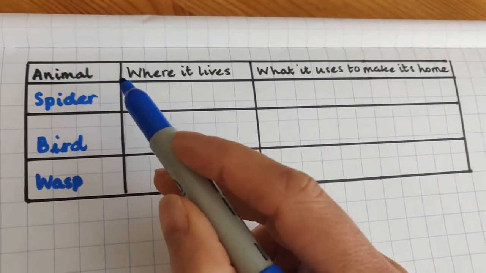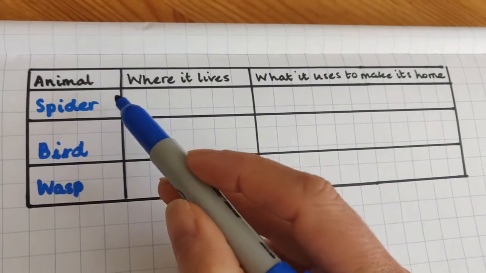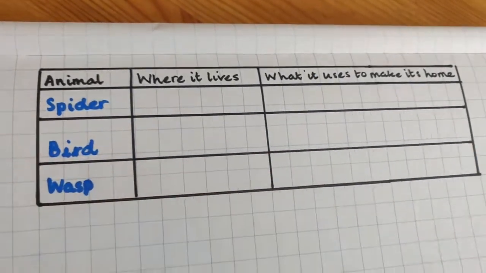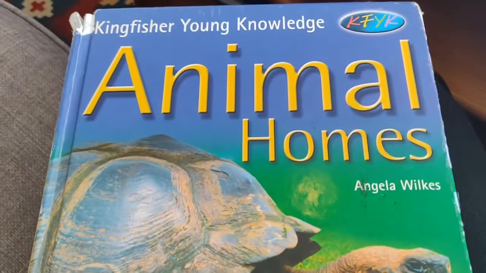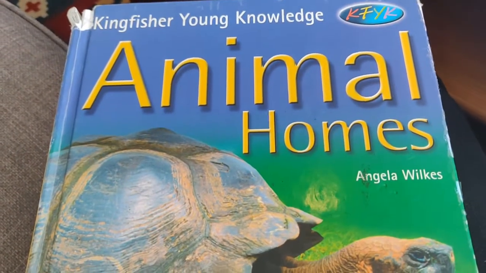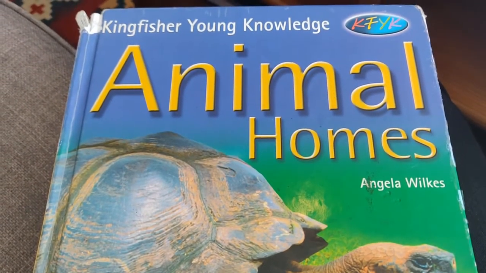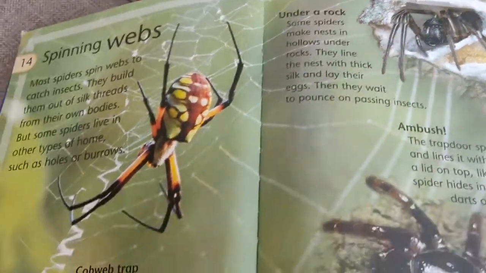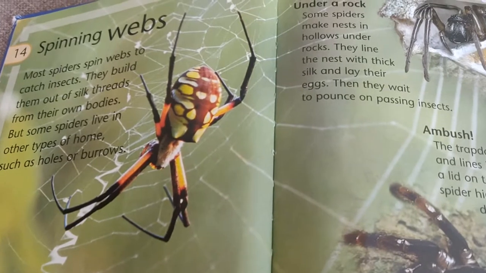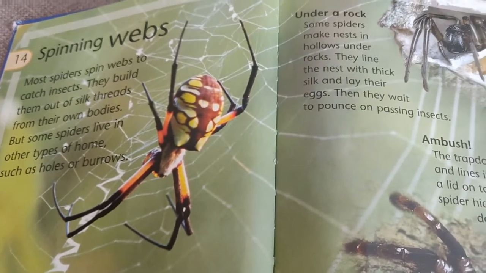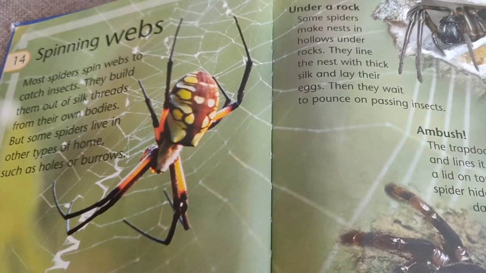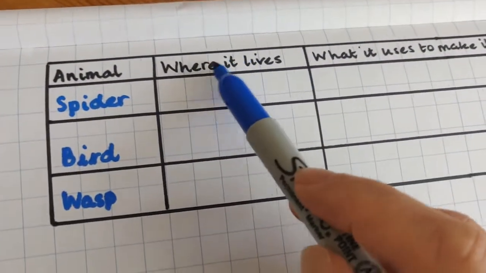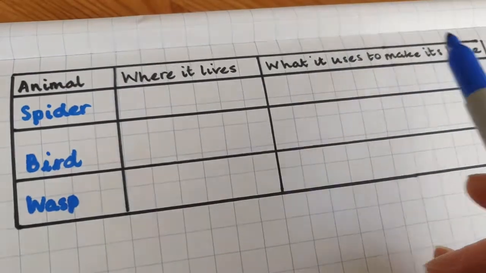So I've drawn a table to show information about animals from our text that we looked at before. The text is Animal Homes by Angela Wilkes and published by Kingfisher. So, one of the chapters in this book is about spiders. I'm going to use the information from this text to fill in the missing boxes on my table, where it lives and what it uses to make its home.